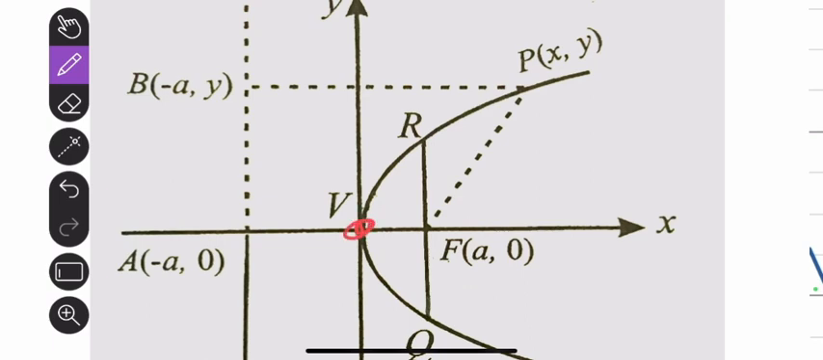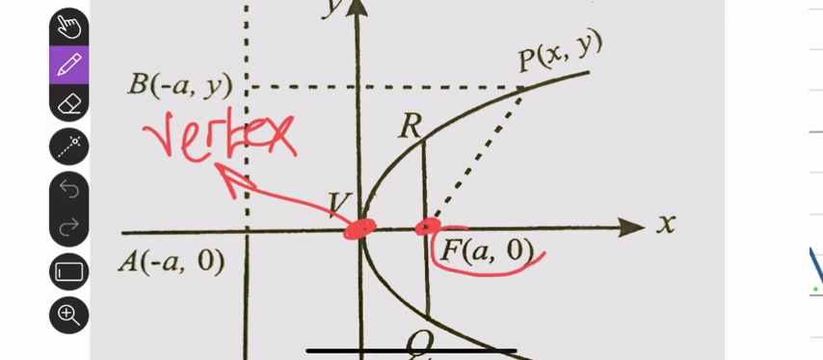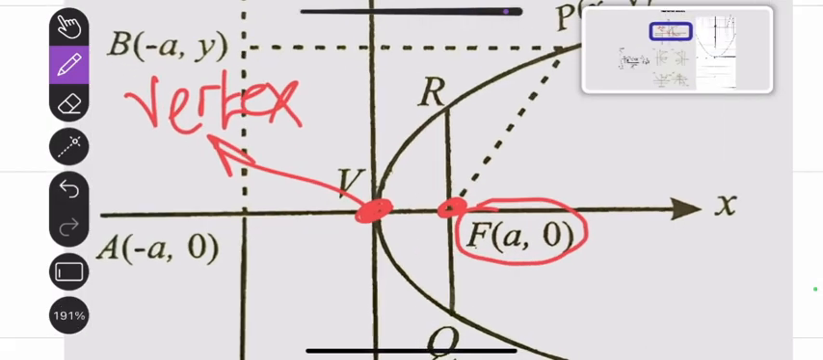Now, this point here is called the vertex. This point V is called the vertex. The point here is called the focus. You can see it here, labeled F open bracket a, 0. Sorry, a comma 0.